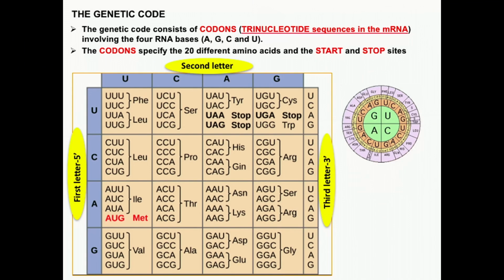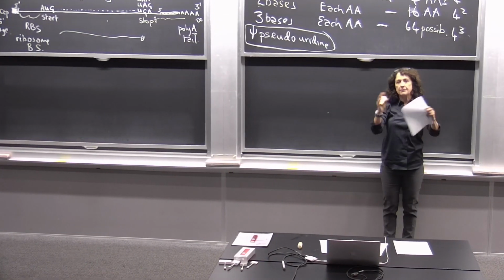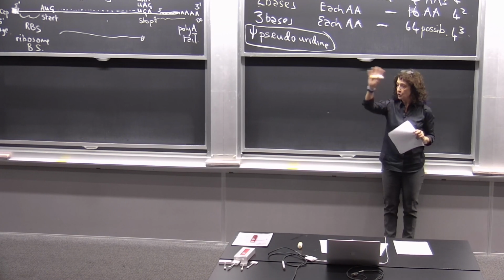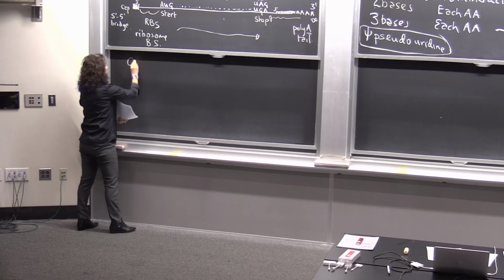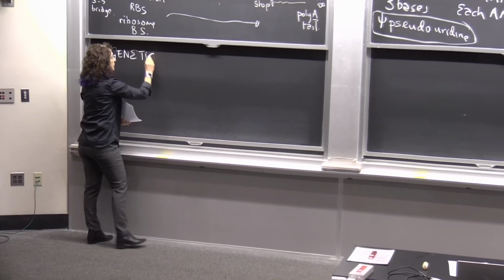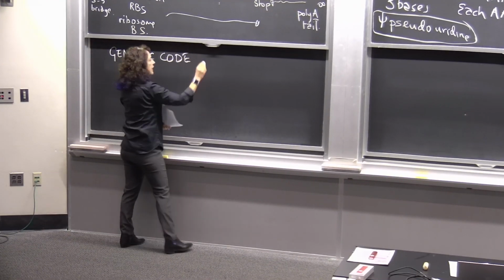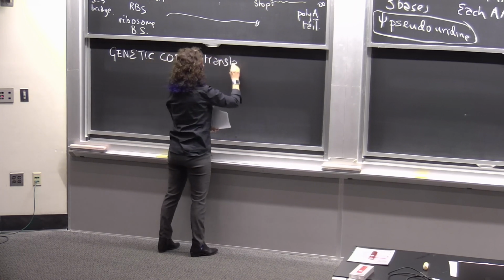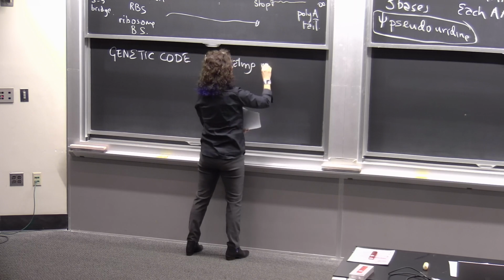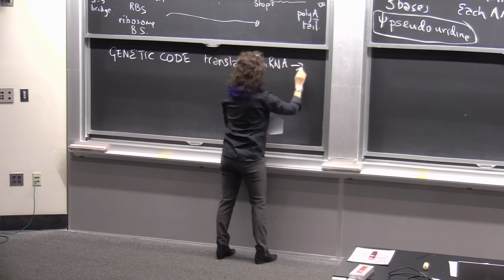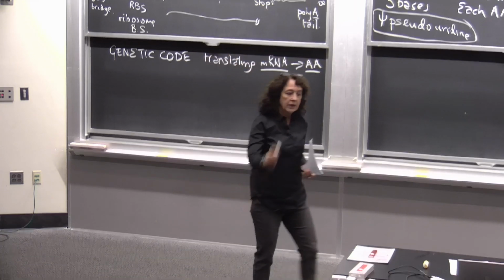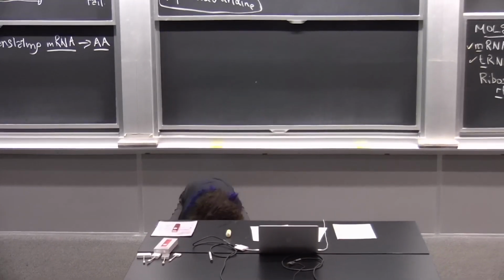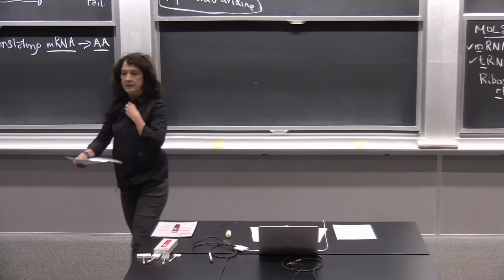So this table is but one rendition of the genetic code. Sometimes you'll see it in different shapes and sizes. In a second, I'll show you one of the other renditions. But it is the absolute, the sort of Rosetta Stone for translating messenger RNA to amino acid sequence, okay, using codons. I love translation. I'm sorry, I'm getting a little bit excited about translation.